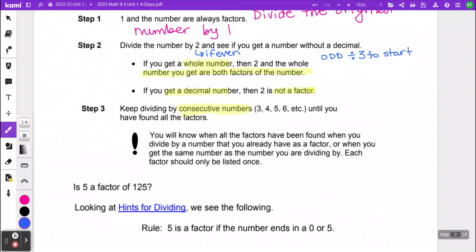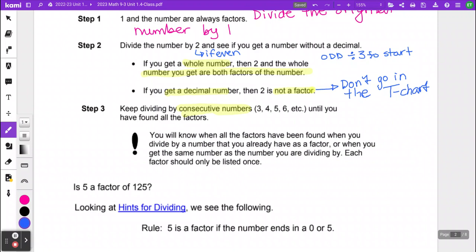Some of them are going to work, some of them won't. The ones that give you decimals don't belong in our factor T-chart. Okay? So, not a factor. These don't go in the T-chart. Okay, so the ones that make decimals don't go in the T-chart. Only the ones that are whole numbers go in our T-chart.